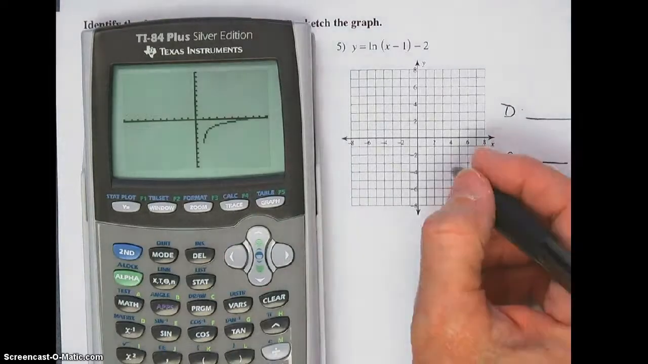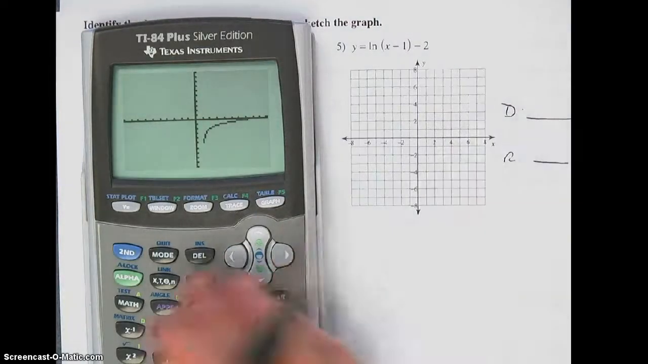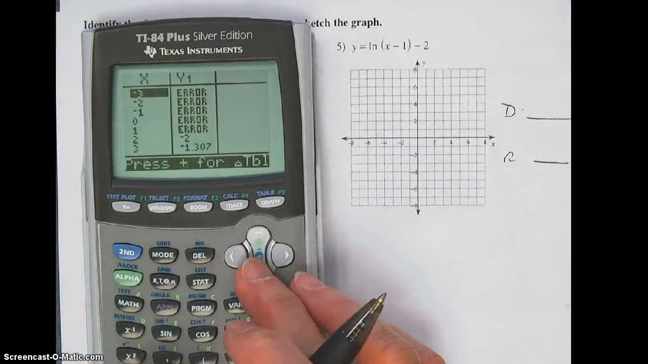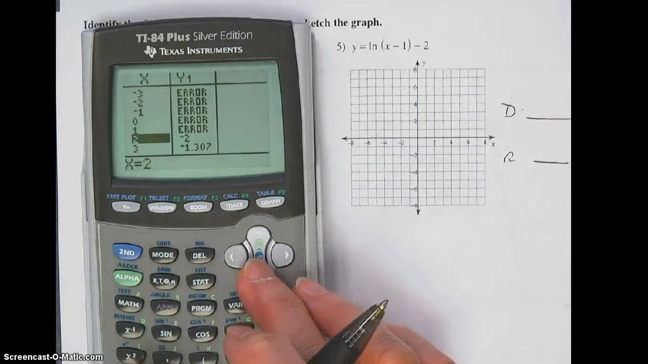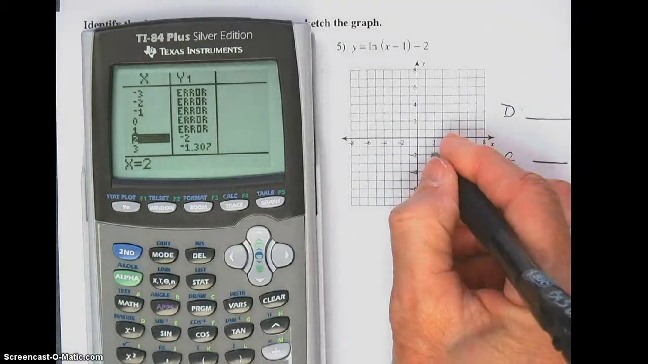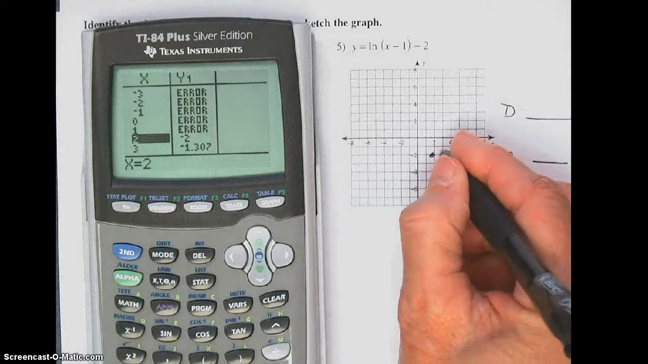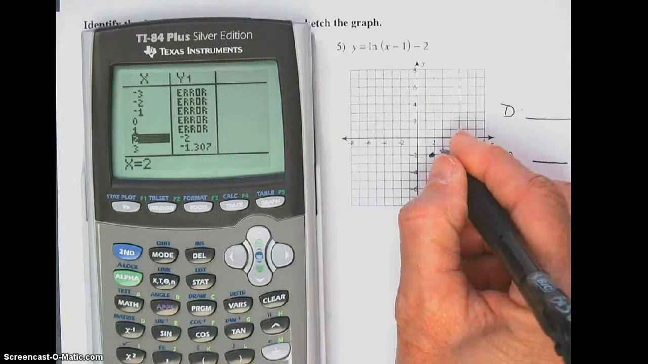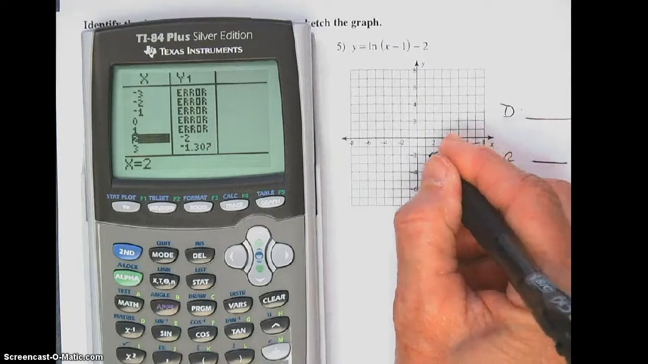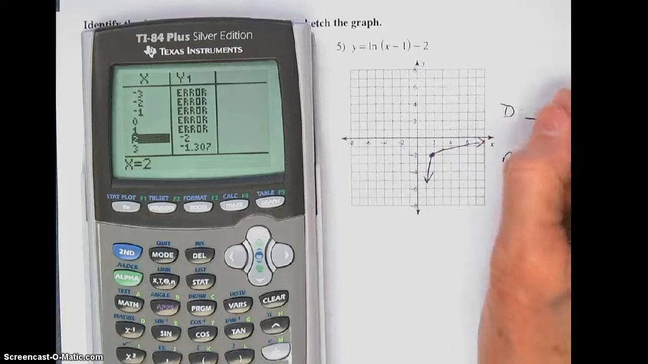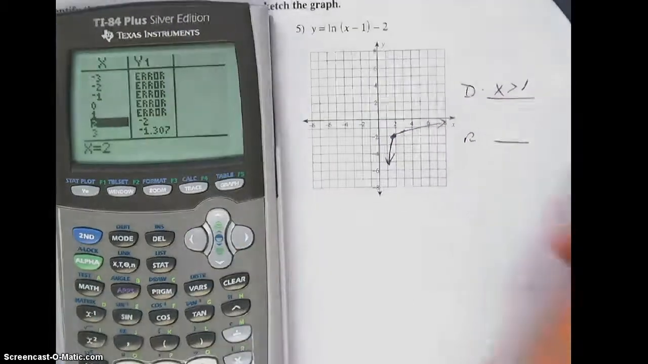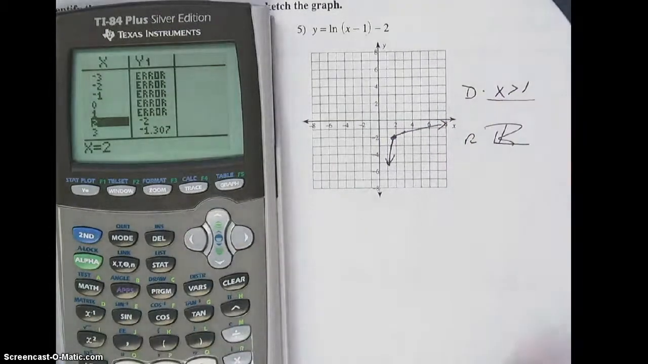Has the basic shape. We've kind of moved down a little bit. And again, how can I get those points? At 2, I have a -2. At 3, I have a -1 point something. Here I'm leveling off at 1 again. So x is greater than 1. And the range is all reals.